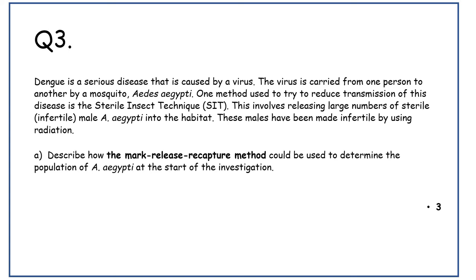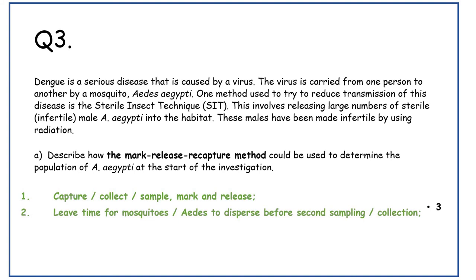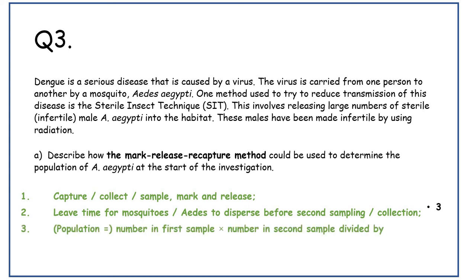Describe how the mark-release-recapture method could be used to determine the population of A. aegypti at the start of the investigation. So first of all, you would capture or collect the sample, you would mark them and then release them. You would leave time for the mosquitoes to disperse before collecting them again, and then you would calculate the population, which is number in the first sample times number in the second sample divided by the number marked in the second sample.